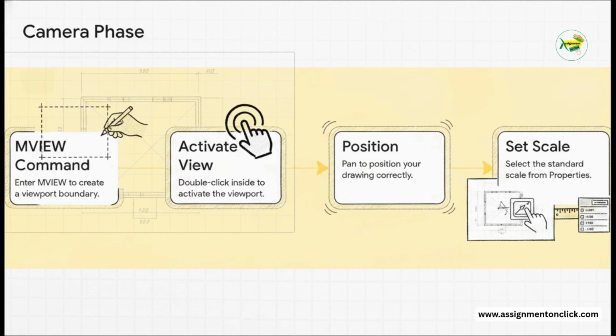To actually look through that lens, just double-click inside the boundary. You'll see the border get noticeably thicker, letting you know it's active. From there, use the pan command to center your drawing perfectly. Finally, with the viewport still active, open your Properties palette and dial in your standard scale. For example, setting it precisely to 1-to-100.